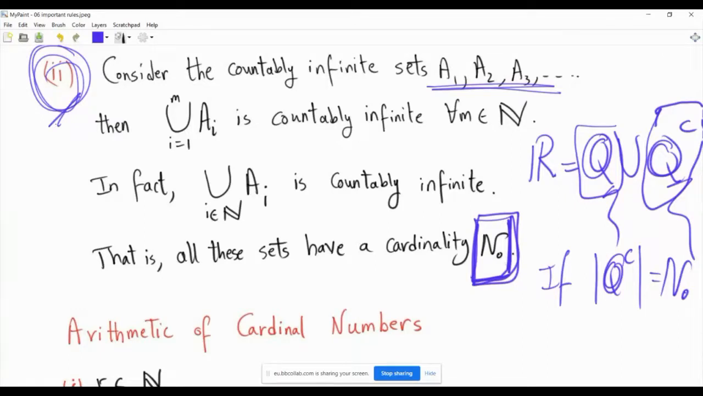But this is not true, because we know that the cardinality of the real numbers is C, and C is strictly greater than Aleph Naught. I didn't show this in the lecture, but you can just take it for granted. I just said that the set of real numbers can be thought of as the power set of the natural numbers. So C is strictly greater than Aleph Naught, so this assumption is wrong.